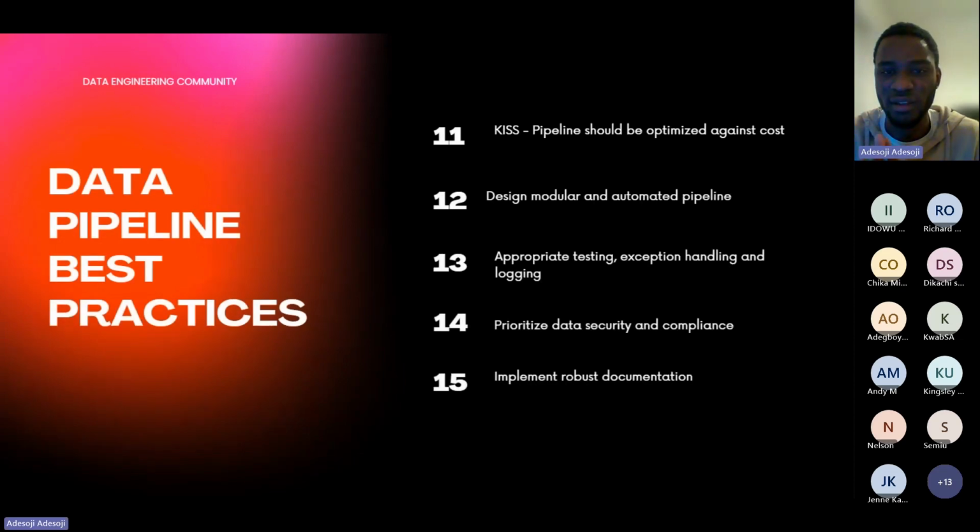KISS. Pipelines should be optimized against cost. KISS is just keep it simple, stupid. It's another coding practice that is also applicable to data pipelines. You want to make sure your pipeline is as simple as possible. There is no benefit in making your pipeline complex. You don't play rockstar and build a complex pipeline because you are able to use many tools, saying, I've used Apache Spark, I've used Hadoop, I've used everything. Don't be carried away by wanting to use every tool or every technology. In fact, there are senior data engineers or senior professionals.